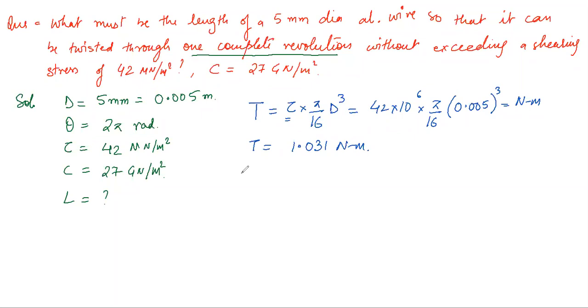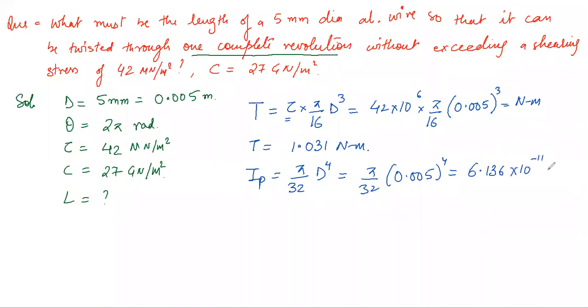Now the polar moment of inertia of a cross section, that is IP, which you already know, is pi by 32 d to the power 4, because it is a solid section. So when you write pi by 32 d to the power 4, with d as 0.05, it comes as 6.136 into 10 to the power minus 11 meter to the power 4.